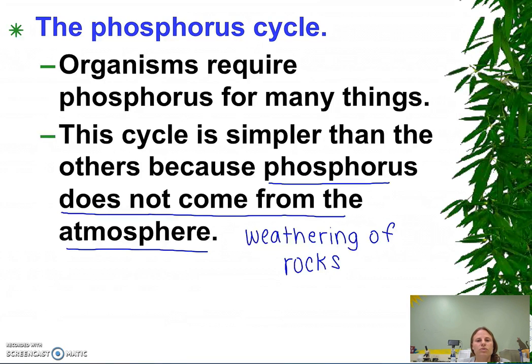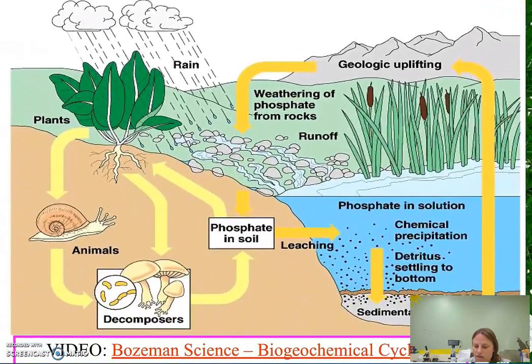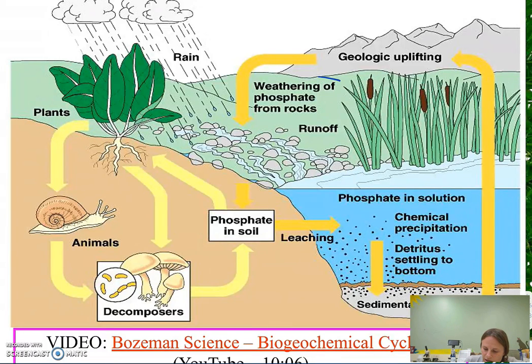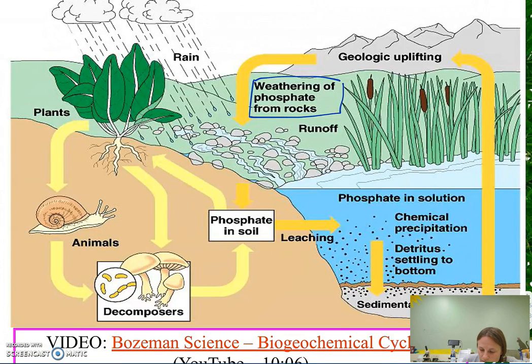And the phosphorus cycle is unique because phosphorus isn't found in the atmosphere. It actually comes from the weathering of rocks. So here we've got the weathering of rocks, which releases phosphates. Those phosphates can then be assimilated by plants. Those plants are then eaten by animals, so now the animals assimilate that phosphorus, and then any dead organism is broken down by decomposers, which returns that phosphate to the soil.